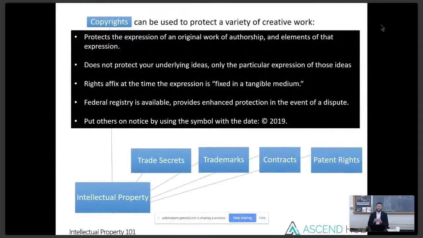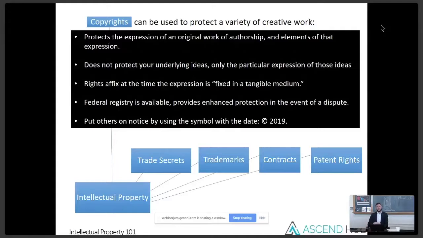These are some key points about copyright. These protect, like I said, the expression of original work of authorship and elements of that expression. What it does not protect is the underlying concepts expressed in that language or in that exact expression. So it's not like protecting your idea using a patent, which we'll talk about later. You're only protecting the exact expression, the exact features of that expression.